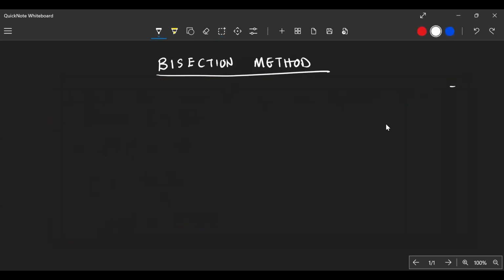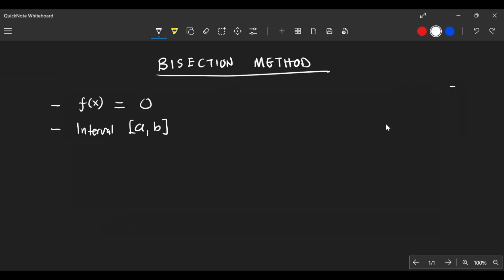Every time you're using the bisection method, here are the steps you need to follow. The first thing, of course, you'll be given a function, and make sure that you write that function in the form equal to 0. The second thing, of course, you'll be given an interval. This interval is where the root lies, an interval A to B.